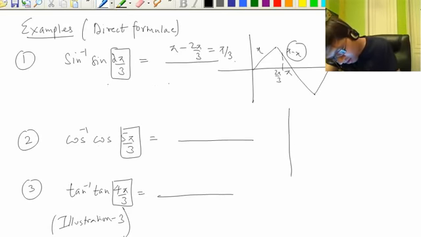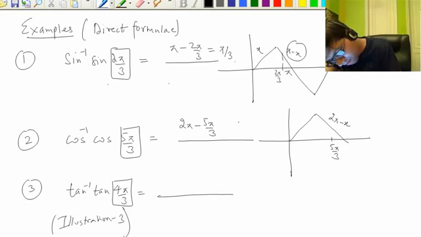Cos inverse cos 5 pi by 3, that is pi plus 2 pi by 3. We draw the graph. So 5 pi by 3 is here, and the definition is 2 pi minus x. So 2 pi minus x means 2 pi minus 5 pi by 3, so it is pi by 3. Tan inverse tan 4 pi by 3. So it is pi plus pi by 3.